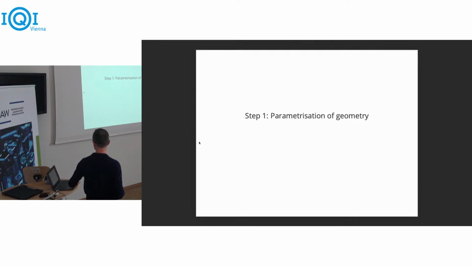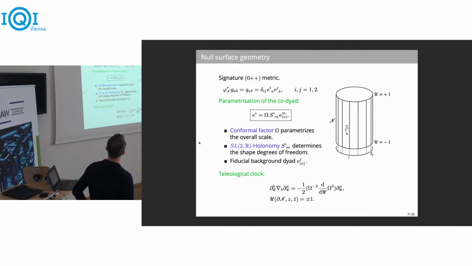Step one is to find a parameterization of the geometry. Topologically, the null cone, ignoring caustics for a moment, is just a cylinder. And in fact, I consider only an interval of the null surface. What I'm interested in is to assign a phase space to a null boundary, but only to a portion of a null boundary that will actually extend.